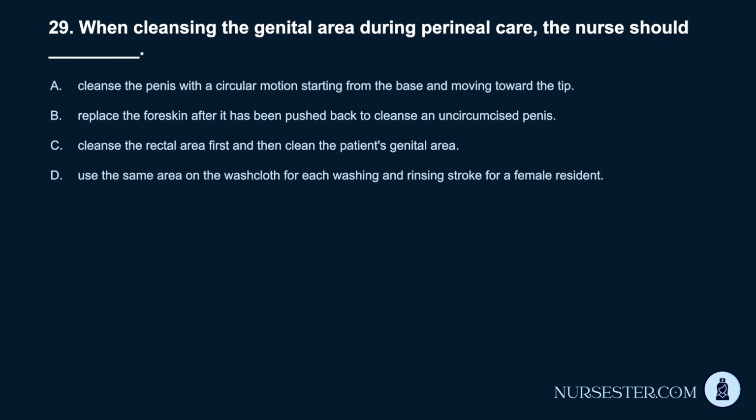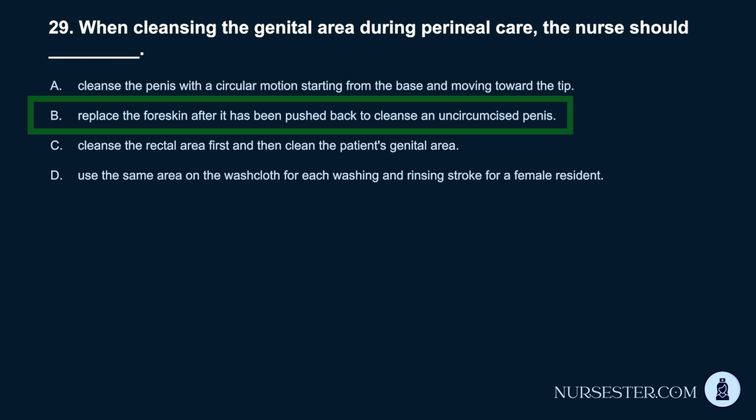29. When cleansing the genital area during perineal care, the nurse should: A. Cleanse the penis with a circular motion starting from the base and moving toward the tip. B. Replace the foreskin after it has been pushed back to cleanse an uncircumcised penis. C. Cleanse the rectal area first and then clean the patient's genital area. D. Use the same area on the washcloth for each washing and rinsing stroke for a female resident. Correct answer: B. Replace the foreskin after it has been pushed back to cleanse an uncircumcised penis.